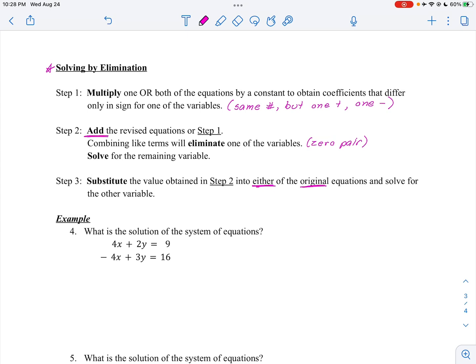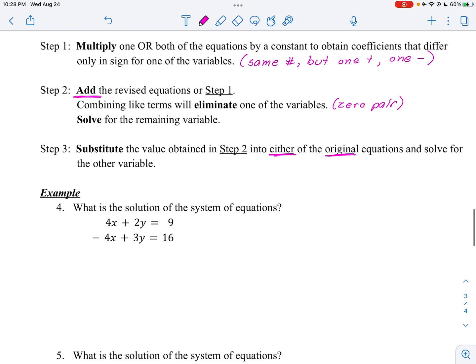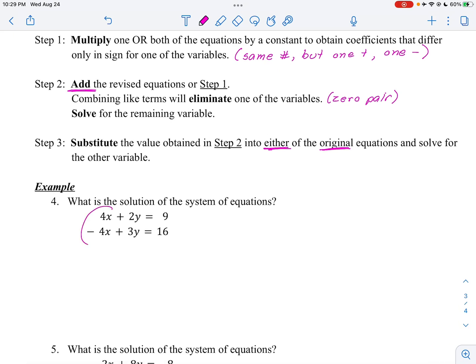Now, when we're setting up elimination, sometimes it's very nice, and they give us a system that we actually don't have to change the numbers. They have already given us a zero pair, a variable that has the same number but opposite signs. And in example 4, they've done that. Because if I look at my x's, I have a positive 4 and a negative 4, which means those are already set up to cancel. That is a zero pair, just the way it is. So I don't have to modify anything.